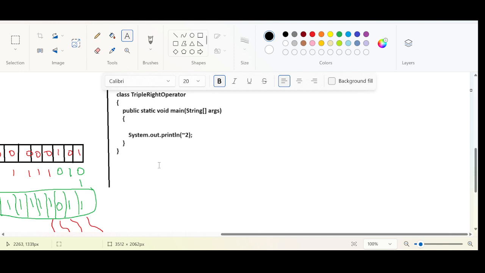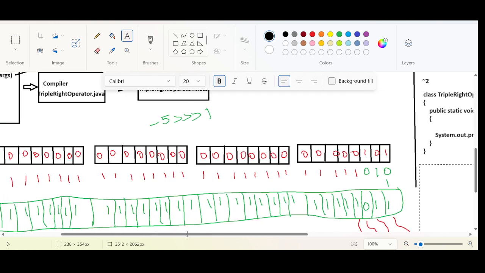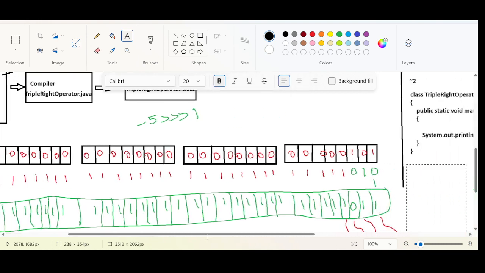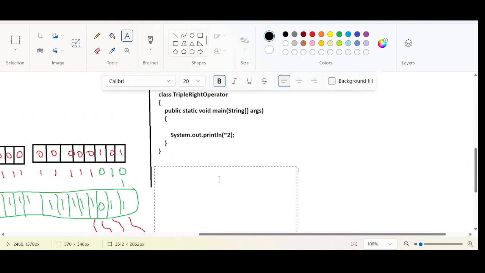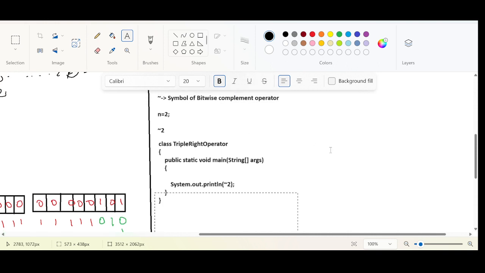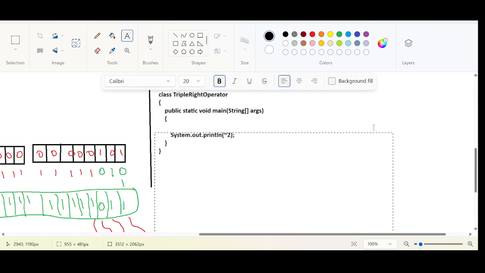Here by default you can have 1 byte of memory. But when you talk about the triple right shift operator, by default it is going to consider the integer data type. Such a case does not exist in the bitwise complement operator. You can take any byte size. So in this example, I am considering 1 byte.